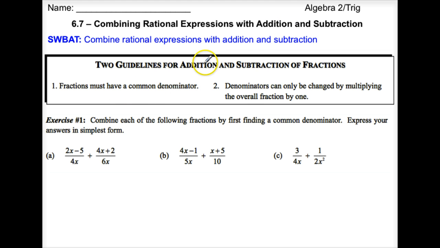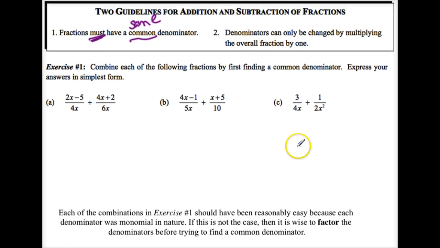There are two guidelines for addition and subtraction of fractions. I know we all dislike fractions, but we're going to work through this together. The first one says the fractions must have a common denominator, meaning the fractions that I'm going to add or subtract should have the same denominator. Two, denominators can only be changed by multiplying the overall fraction by 1. And let's see what I mean.